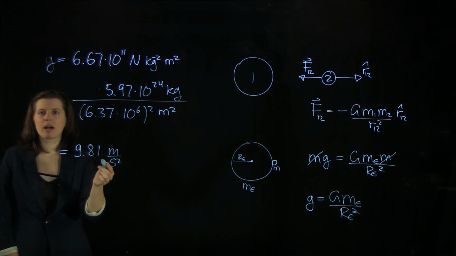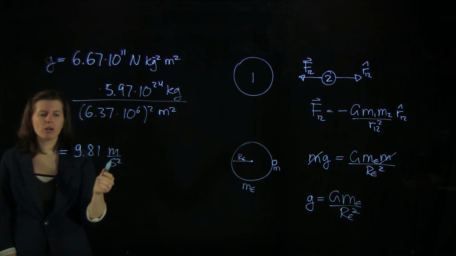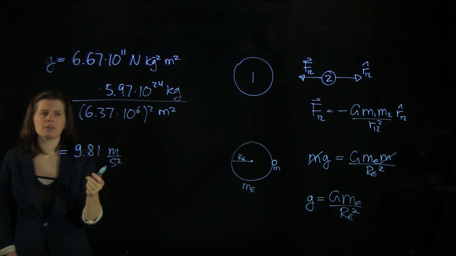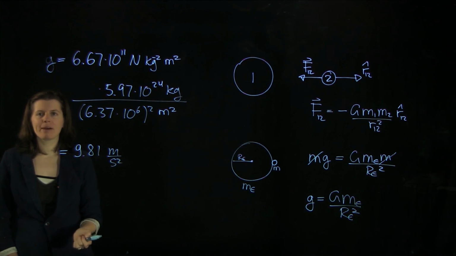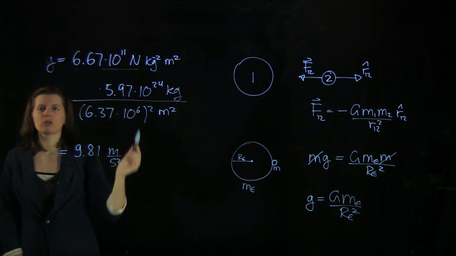This number can either be calculated if you know capital G, the gravitational constant, or you can determine the gravitational acceleration through an experiment, and together with the Earth mass and the Earth radius, you can actually calculate the gravitational constant there.